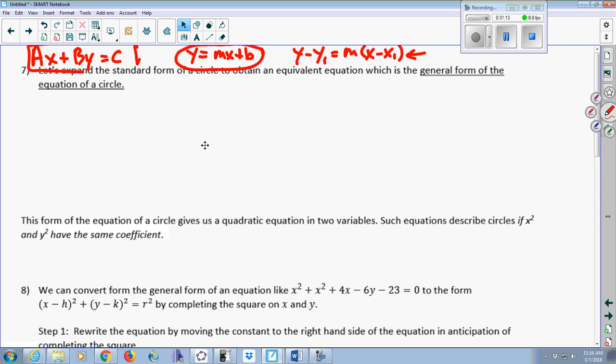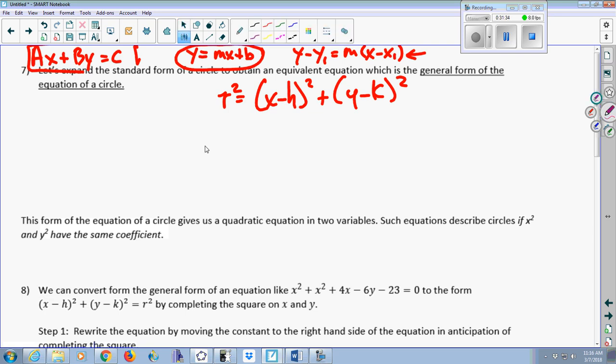Similar thing here. So if we take our standard form, which is r squared equals x minus h squared plus y minus k squared, and we want to expand it, all that means is we want to square both of these things. So let's expand it. And it is literally an expansion because it makes it a lot longer, right? So it's r squared equals, and that's why I had you practice this in your preview exercises, x squared minus 2xh plus h squared plus y squared minus 2ky plus k squared. So that's the general form.